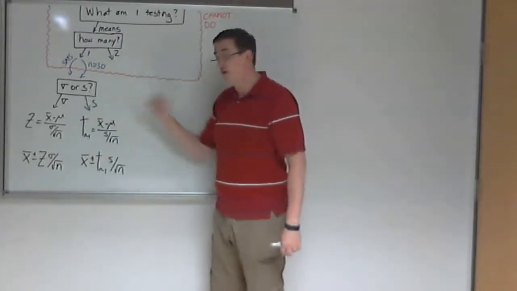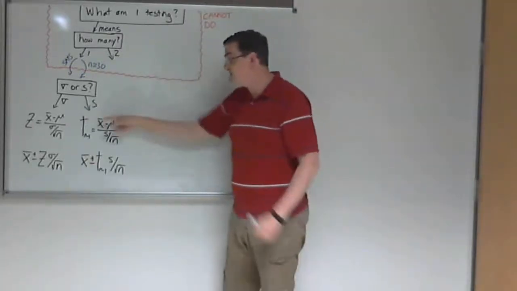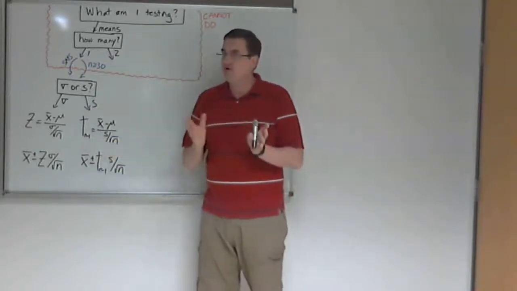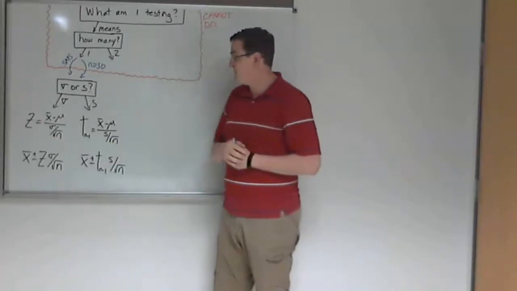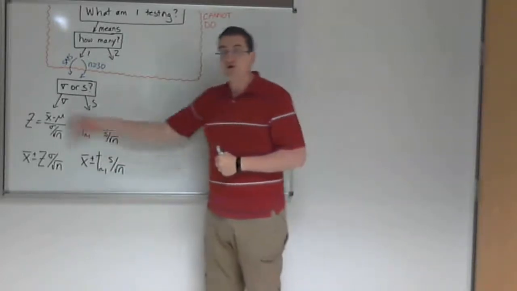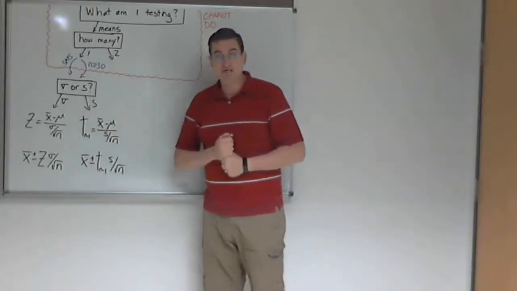Then if you know s, that takes you to the t-test. It says degrees of freedom n minus 1. That's not part of the calculation. That's just a reminder that you're going to need that. And the matching confidence interval down here. These are the one sample means tests.